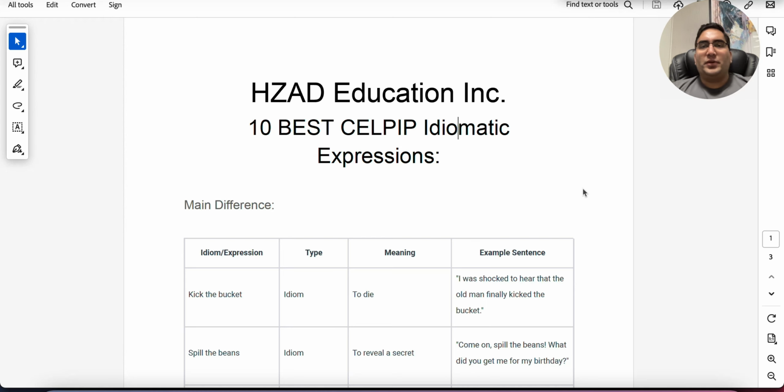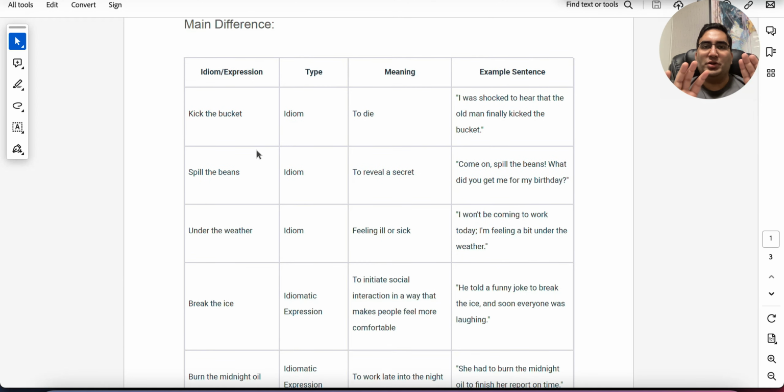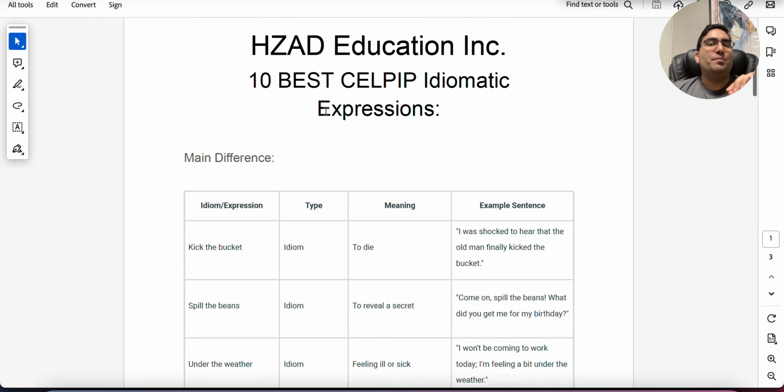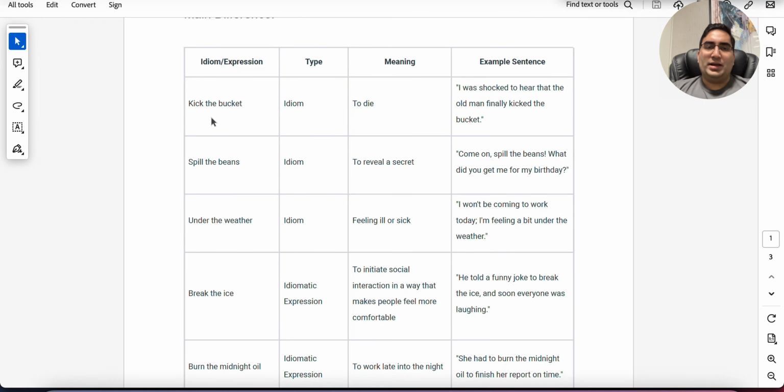So here's, first of all, an overview of what is an idiom and what's an idiomatic expression. Then we're gonna look at which ones you should know. We're gonna discuss the 10 best that you can use and that you can memorize, because you wouldn't need to use more than 10, it would be overdoing it. Well, let's get started. So the first one is kick the bucket.